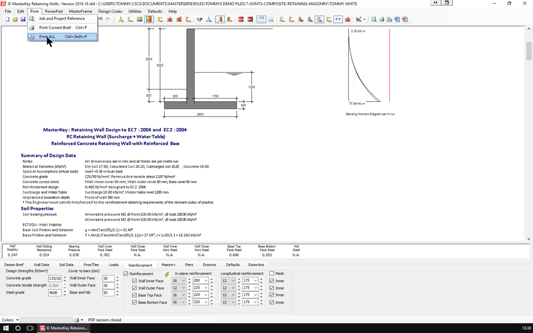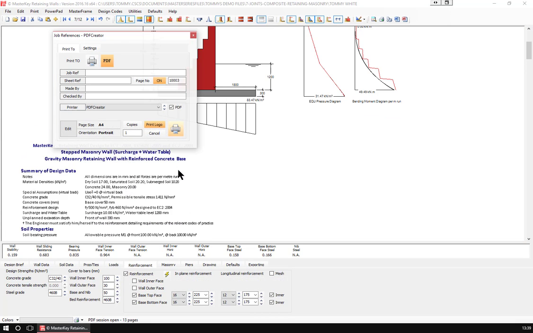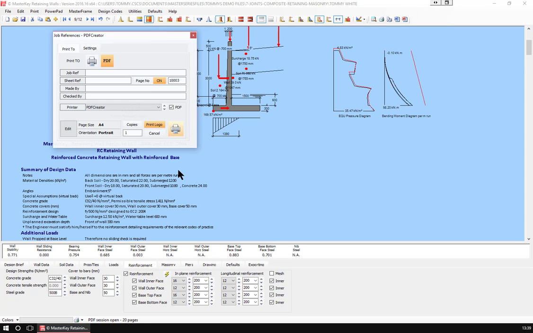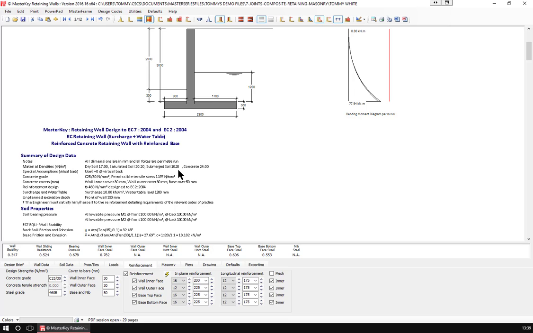Output is superb. If I go and print everything, even though some of them are failing, I'm going to send it to my PDF writer, and I'll print my logo, and off it goes. It's going to spit all those out to the printer, and we have at the moment 12 retaining walls. 12 retaining walls give us 29 pages.